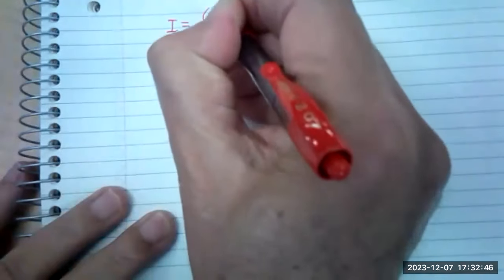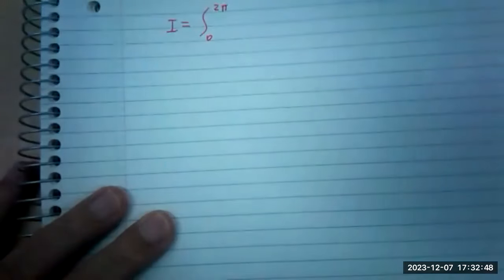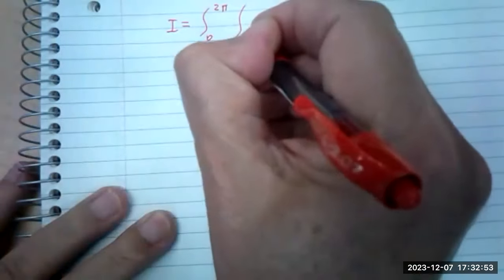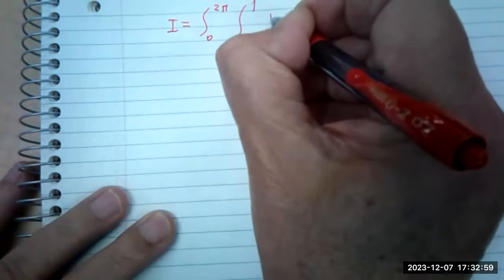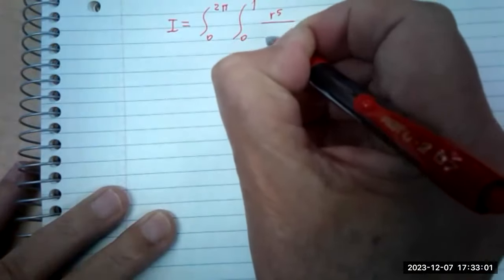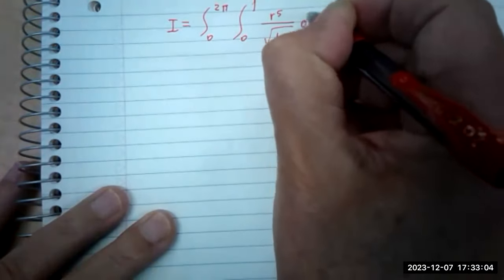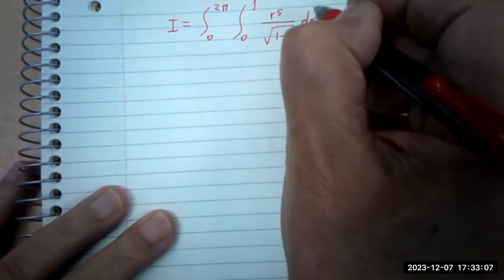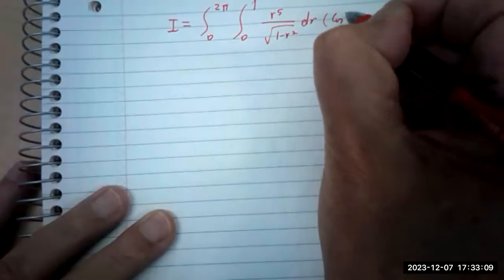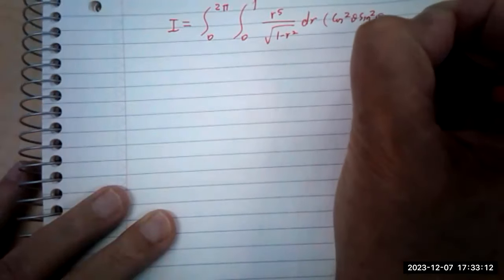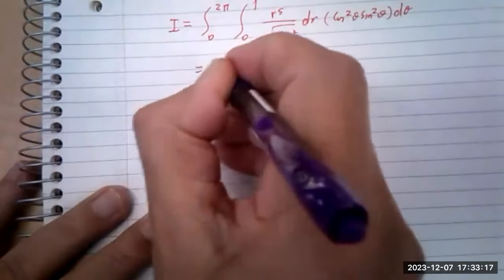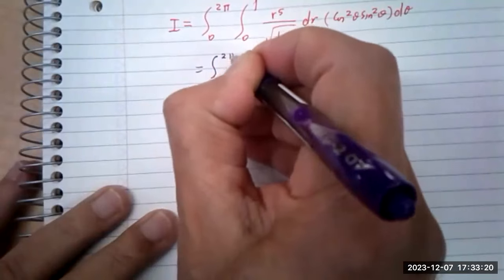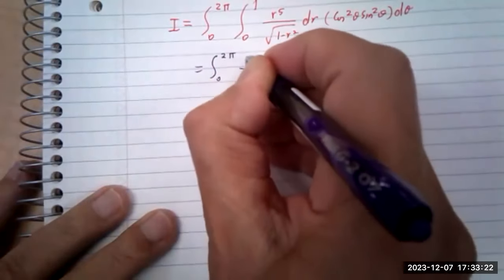Remember, now it's 0 to 2 pi. We did the first part. That was the original one, 0 to 2 pi. I repeat it, 0 to 1. We have this r to the fifth, square root of 1 minus r squared dr. And then there was cosine squared theta, sine squared theta, d theta. That's the leftover. So this is now going to be 0 to 2 pi. That integral happened to be 16 over 15.